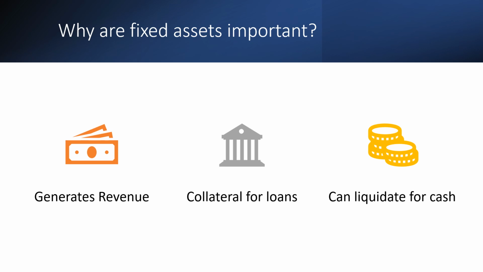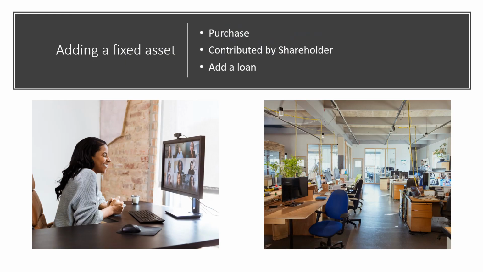The third reason is that assets can be liquidated for cash. If your printing press only prints 2 shirts at a time, you can sell it and purchase one that prints 8 shirts at a time. A fixed asset is added to your books by either buying it with cash or a loan, or by being contributed by a shareholder.